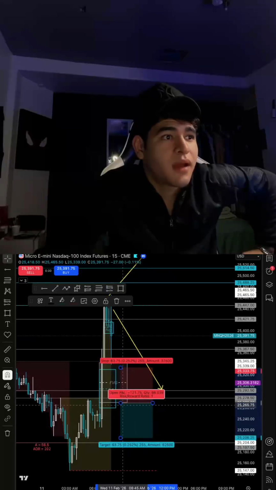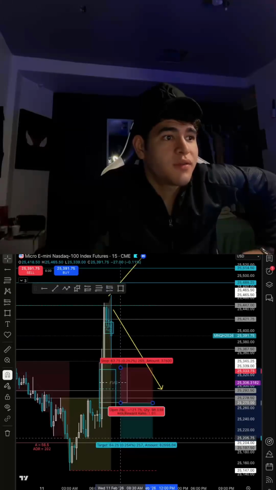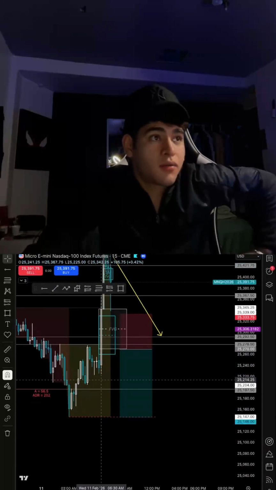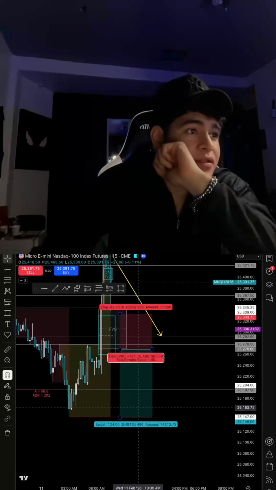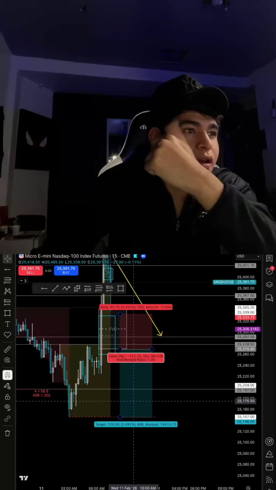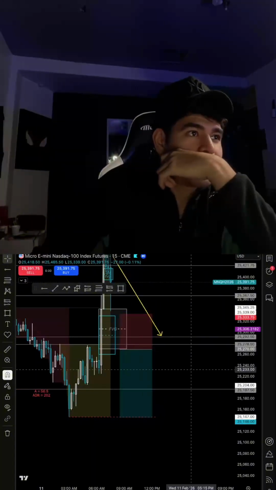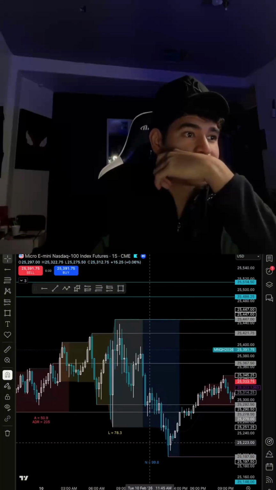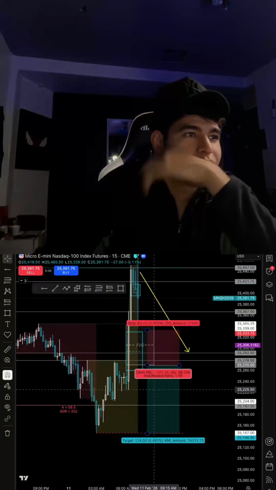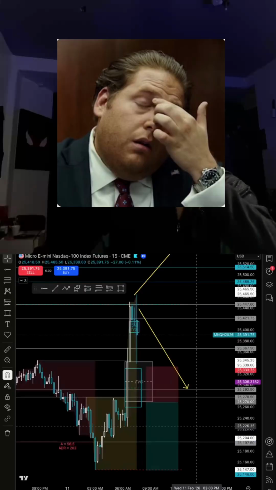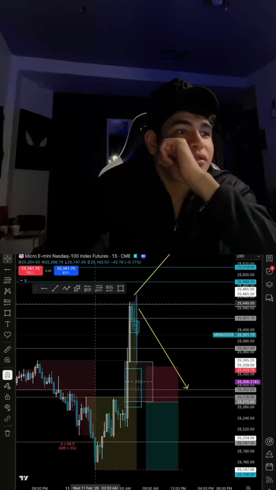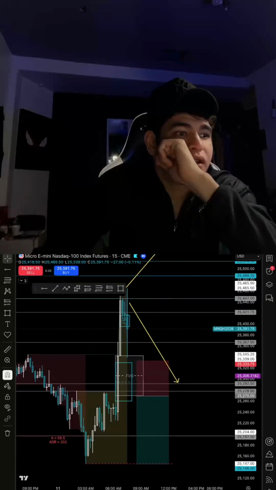I want to put my entry below the 15-minute fair value gap and my price target on my London low. This is the London low from yesterday's session, and this is from the previous day's session low. So don't get those confused. I mean, you can clearly see it, but you guys know what I mean. So, we just want to see what price does coming into these fair value gaps.